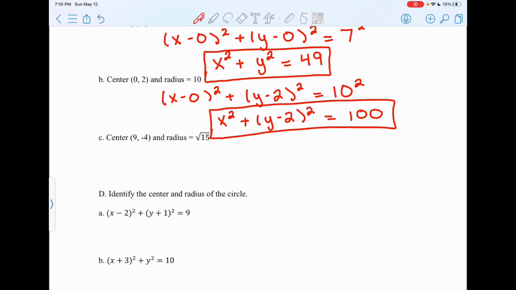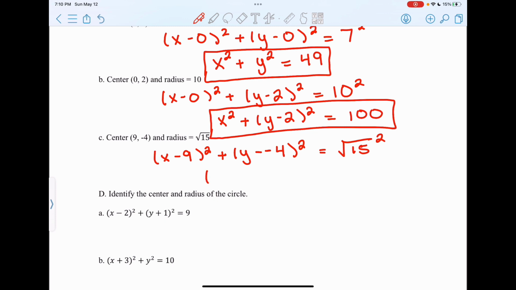Here my center is 9, negative 4, and a radius of radical 15. So I'm going to say x minus 9 squared plus y minus negative 4 squared is equal to radical 15 squared. Now let's simplify. I can't simplify x minus 9 squared at all, but I know that when I have two negatives right next to each other, that turns into a plus, so this will be y plus 4 squared. And a square undoes a square root. So if I'm squaring radical 15, this just becomes regular 15.